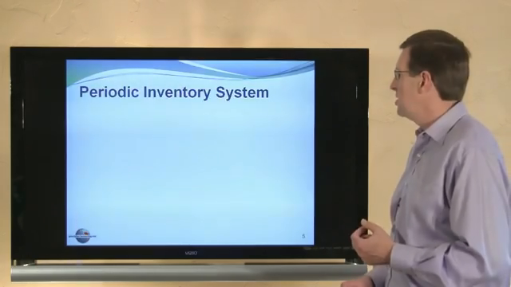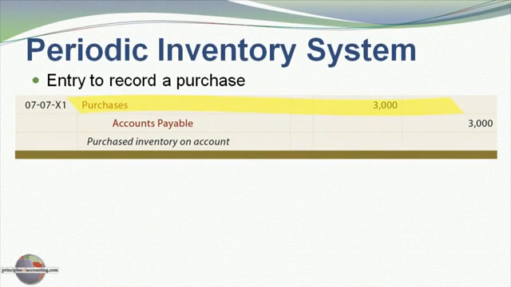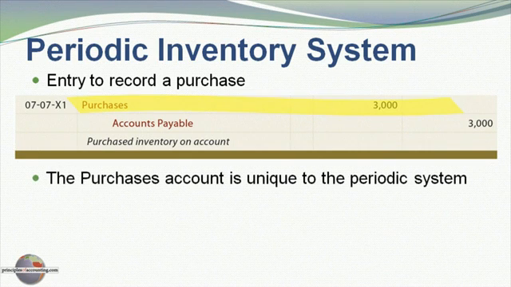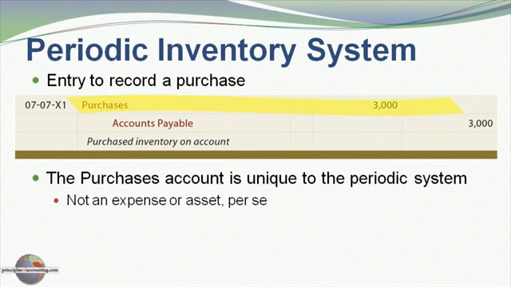and in a subsequent module we'll look closer at the perpetual system. So now, focusing on the periodic inventory system, when inventory is purchased, we debit purchases and credit accounts payable. I'm assuming we're buying on account there. The purchases account is unique to the periodic system. It's not an expense or an asset. It is a unique account.